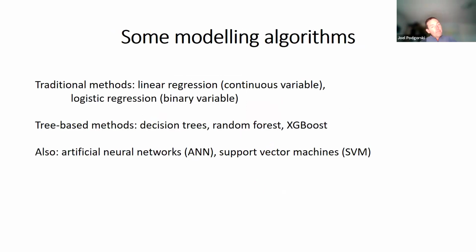Okay, so here are some examples of different modeling algorithms. Traditional methods, I guess this is probably fair to say, traditional: linear regression, using a continuous variable, or logistic regression, which is using a binary variable.